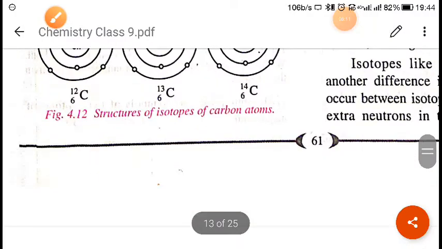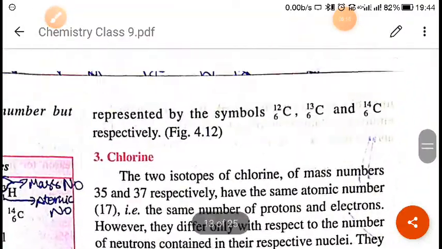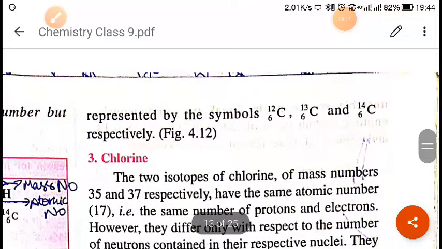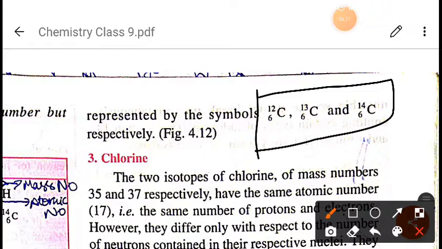Now, when we see the representation, it is represented like this, as you can see here: carbon C12, carbon C13, and carbon C14. I hope you have understood this. And these are all isotopes of each other.